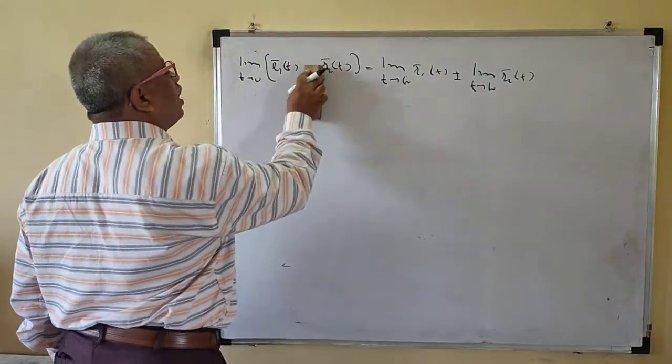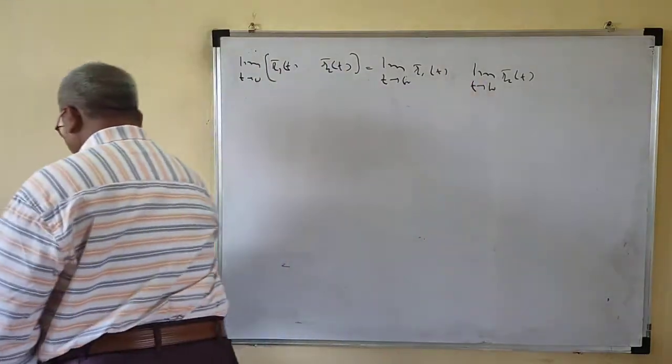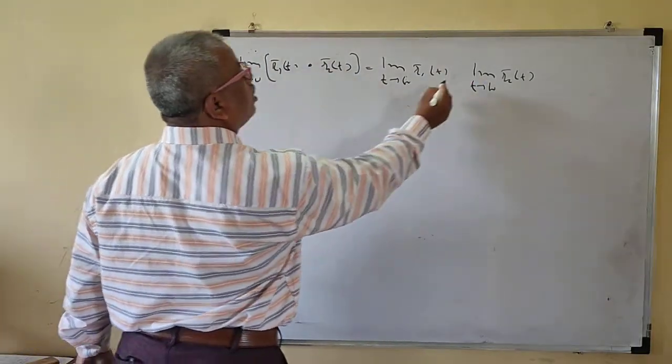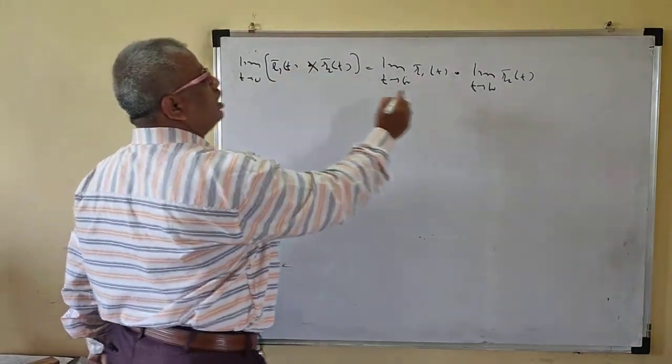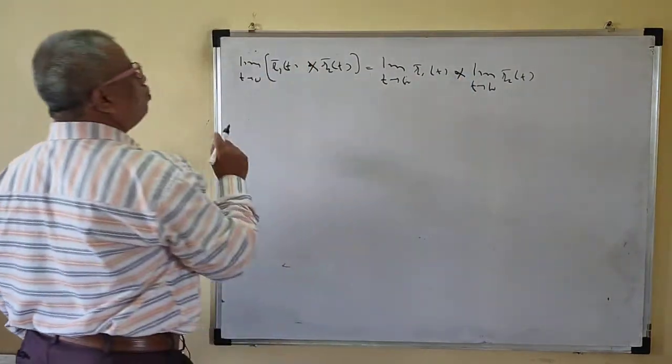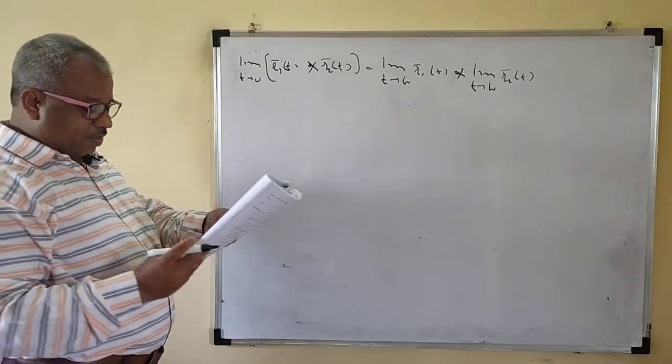That means, if I write dot here, then this also holds. I can write cross here, then this will hold for the cross product too. Now suppose one function is scalar and the other function is a vector function.